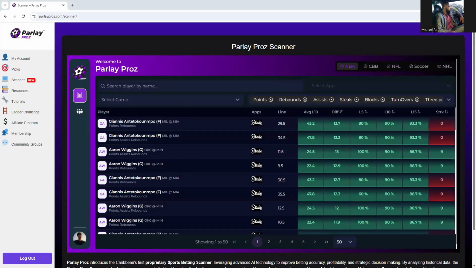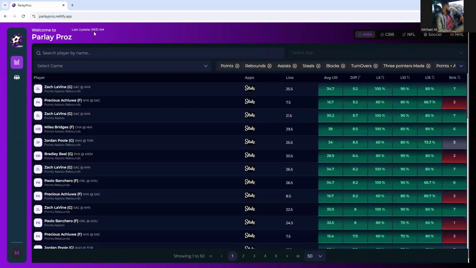So first things first, let me launch this scanner. All right, it's updated at 9:51. Sometimes you may get earlier updates, like an 8 o'clock update or a 6 o'clock update. But most of the time, this is a regular update. They update around 10 a.m., then around 2 p.m. would be the next update.